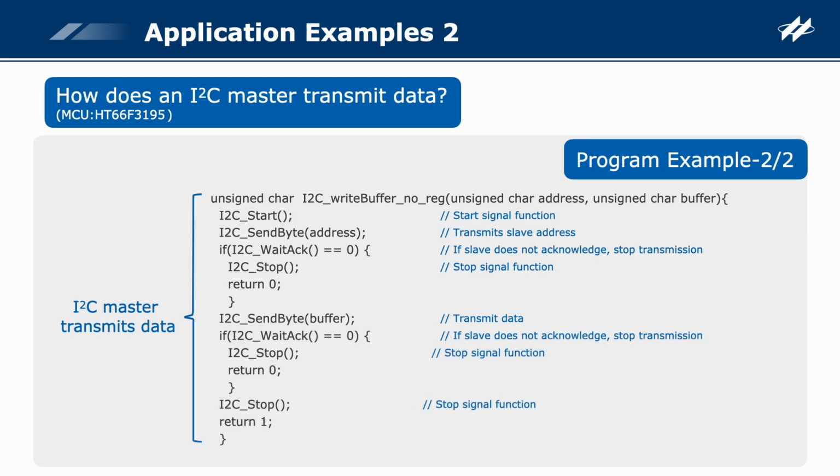If the master does not receive an acknowledged signal after data transmission, or if the master has received enough data and transmits a not acknowledged signal to the slave, the master will then transmit a stop signal to terminate the communication and return the communication result.